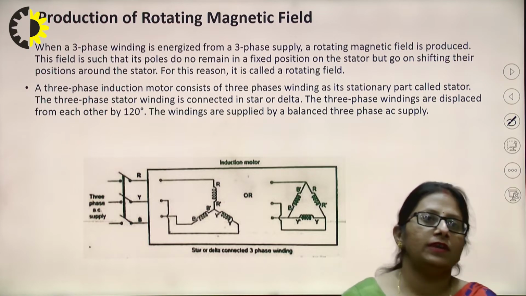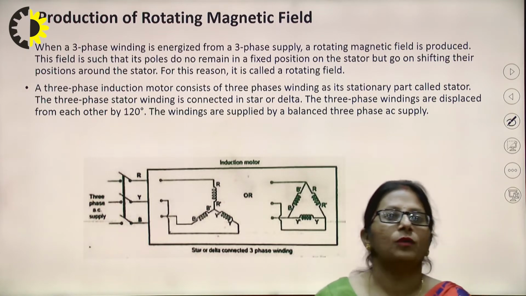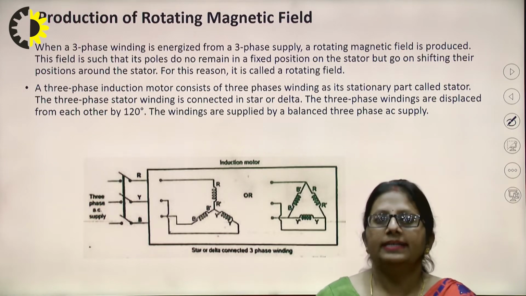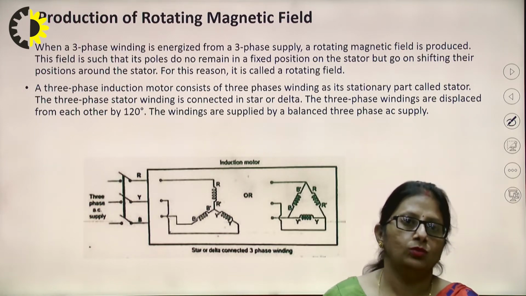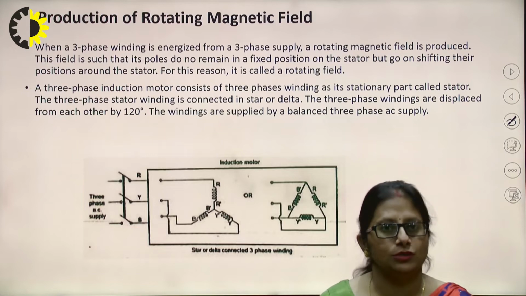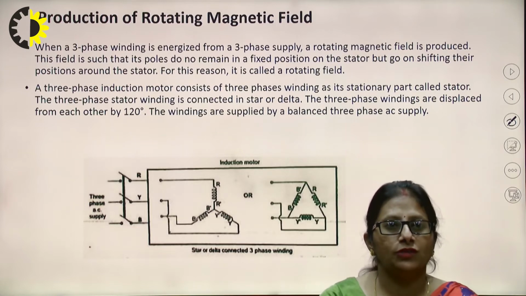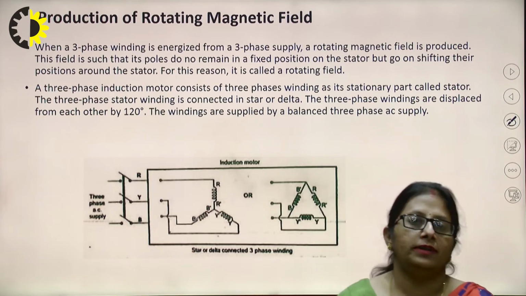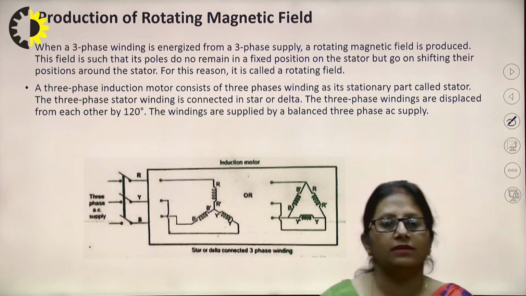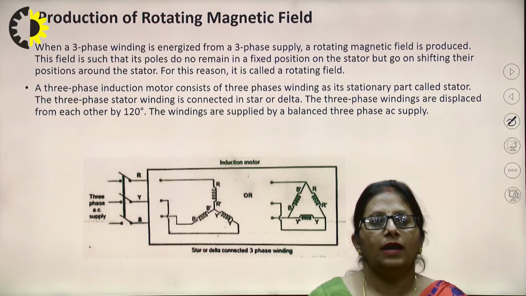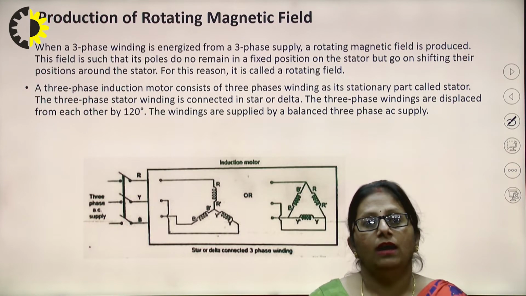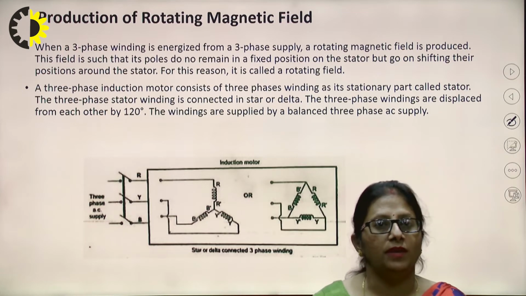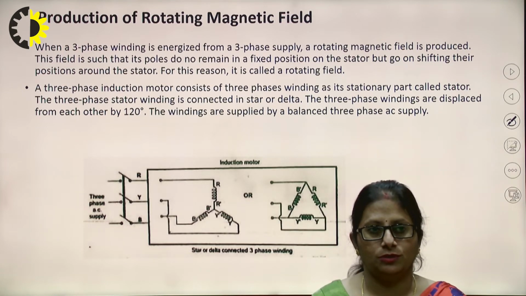Now, when a three-phase winding is energized from a three-phase AC supply, then a rotating magnetic field is produced. This field is such that its poles do not remain in a fixed position on the stator, but go on shifting their positions around the stator. That is the reason we call it a rotating field. This is very much synonymous to having your poles being rotated with a certain speed, right? Physical rotation.